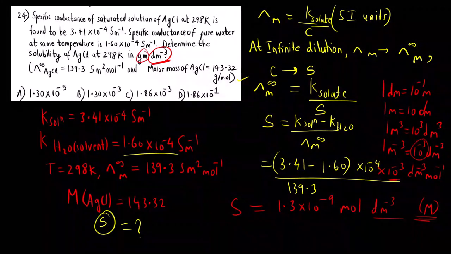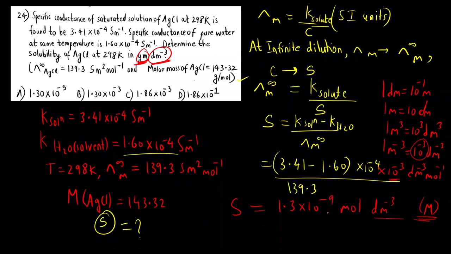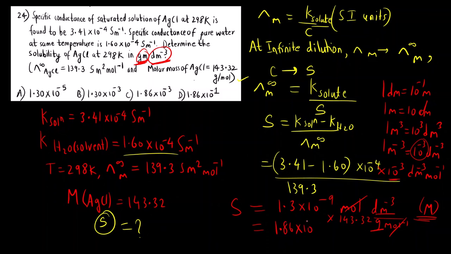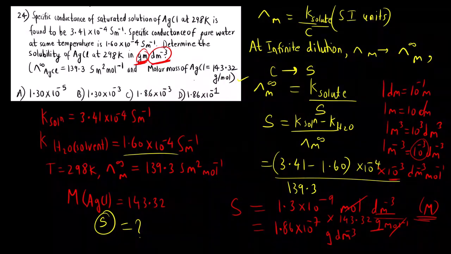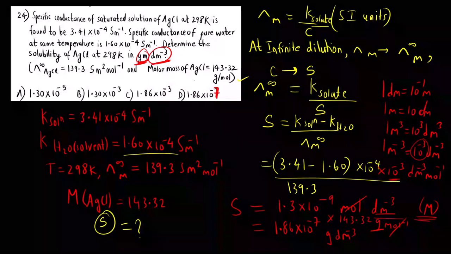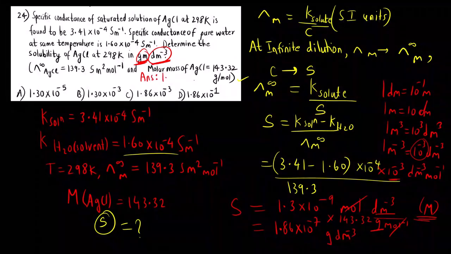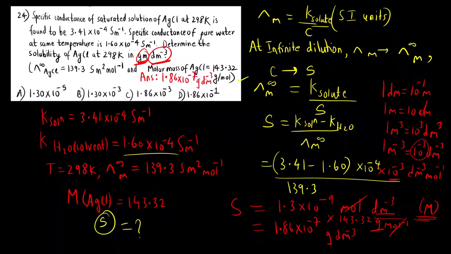But in the question, if you see, it is given in gram. So what we have to do is multiply it by its molar mass. It is given as 143.32 gram per mole. Now mole and per mole get cancelled. The answer is in gram per decimeter cube. This answer comes out to be 1.86 into 10 raised to minus 7 gram per decimeter cube. And I'm really sorry that I had not mentioned this option. This is actually 10 raised to minus 7. Okay, I will write down the answer here. The final answer is 1.86 into 10 raised to minus 7 gram per decimeter cube.